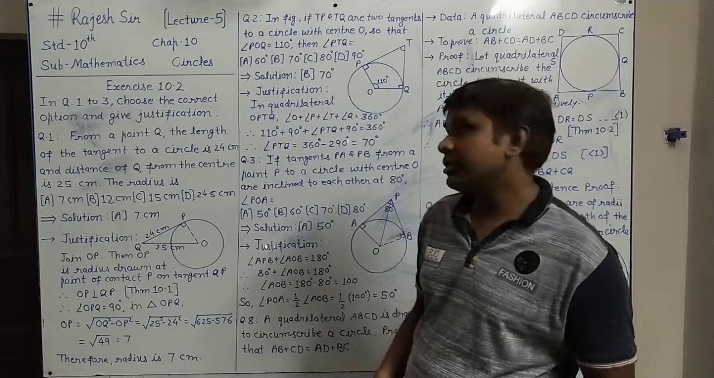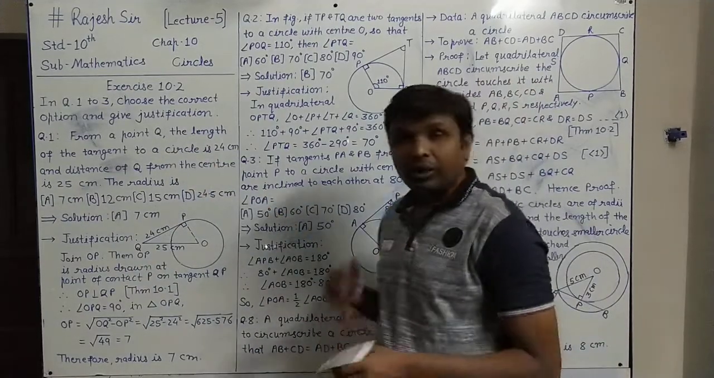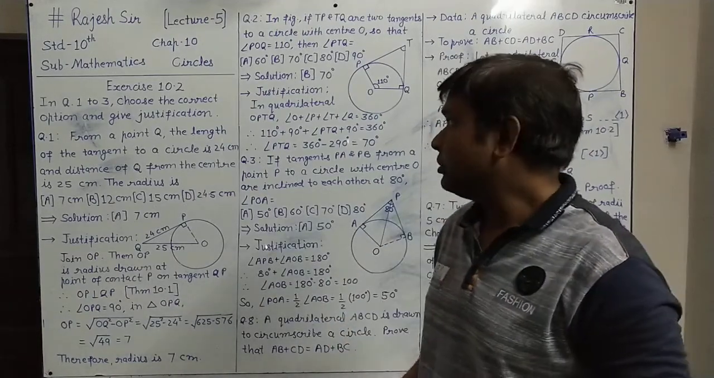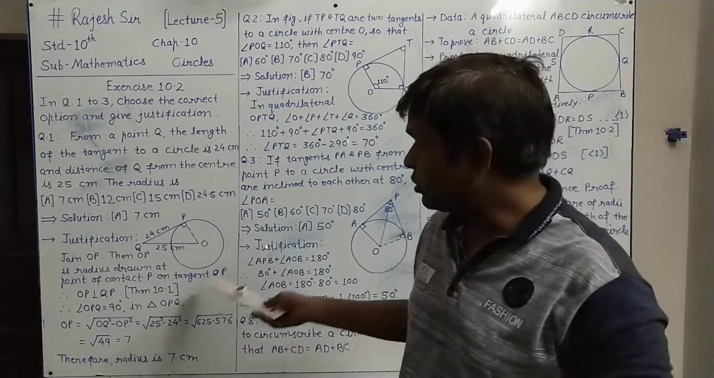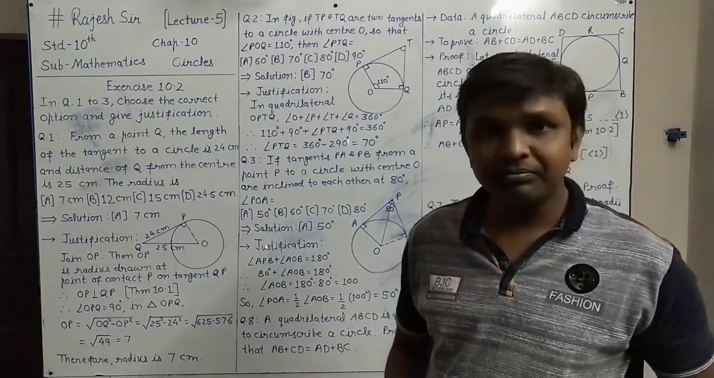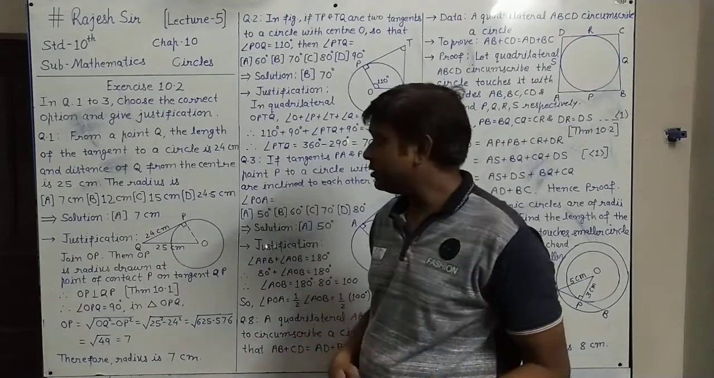How does it come? We will justify it because justification is also asked. If not asked, then also we have to solve it in the rough part. But here the justification is asked, so we will solve it on the same page. Then only we can get the answer. How does this 7 come? Let's see.